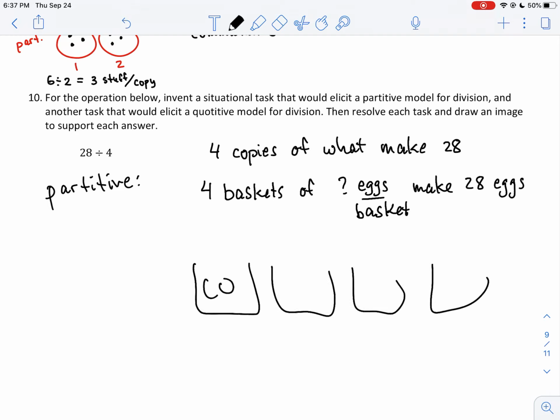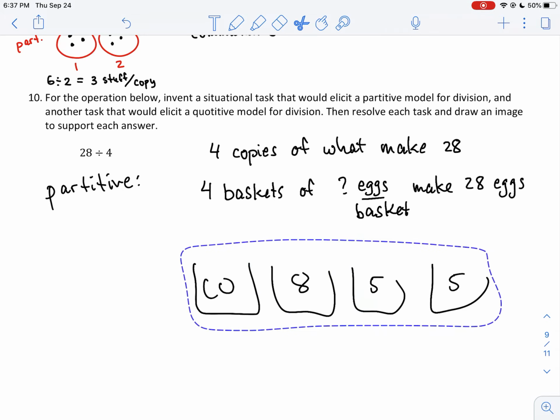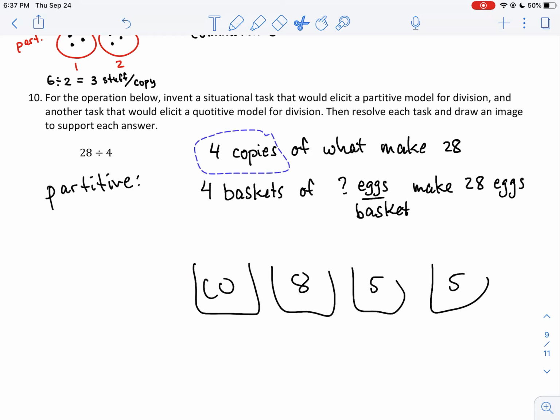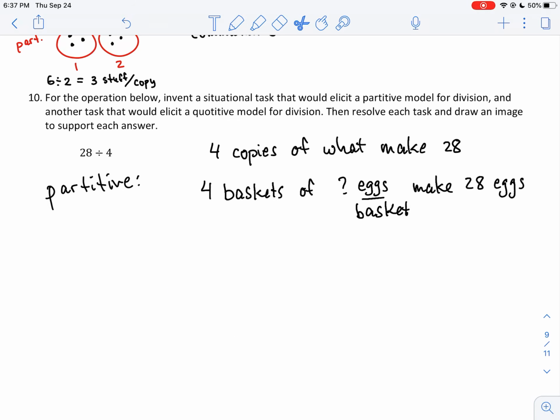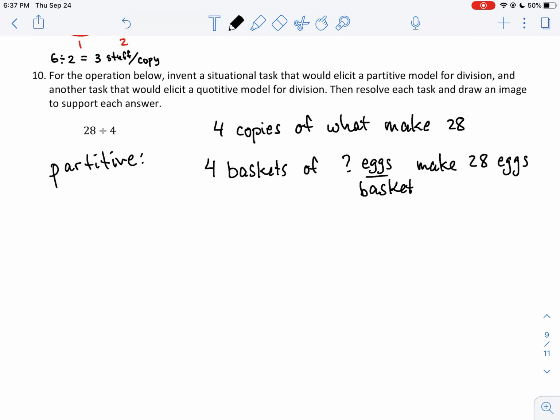It's not like you have 4 baskets and you have 10 eggs here and 8 eggs here and 5 eggs here and 5 eggs here. This would also give you 28 eggs, but we're making an assumption that when we use the word copies here, these are not copies of each other because they're different. Well, these two are copies of each other, but we're trying to find one thing so that when all 4 of these are the same, hence the word copies, then we get 28. So we definitely don't want a case where we have different numbers of eggs per basket. So 4 baskets of how many eggs per basket will make 28 eggs.